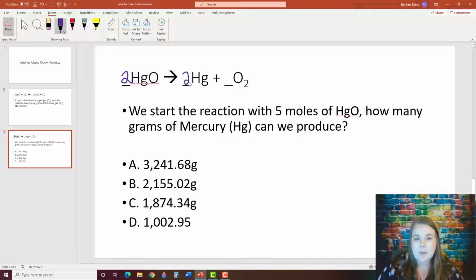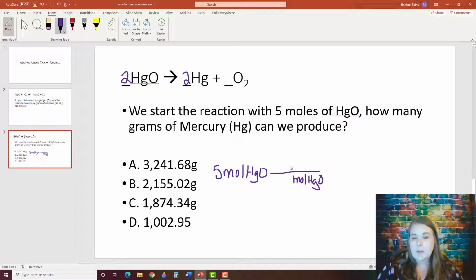So you put a 2 here and then a 2 here. I don't know exactly when it cut out. I think it was around here. And then you write the 5 mole of HgO. You always start by writing what you have. And then you draw your division bar. And then you put your starting unit on the bottom. So the moles of HgO goes on the bottom.